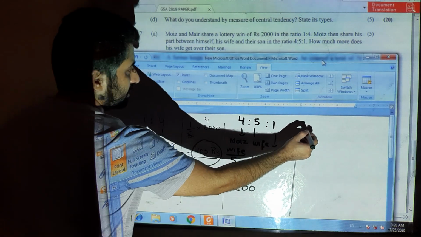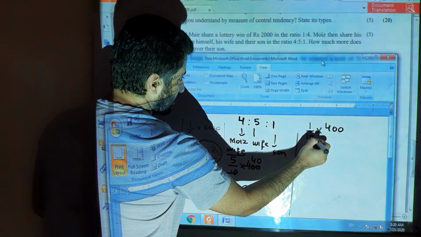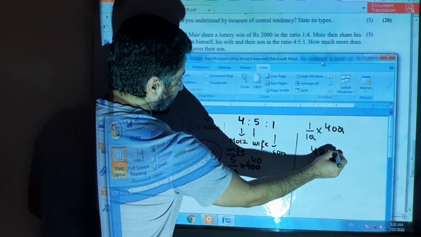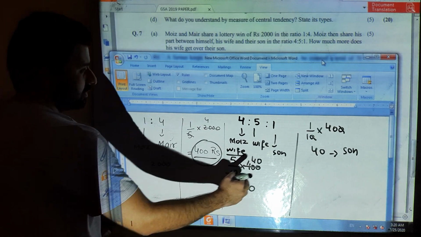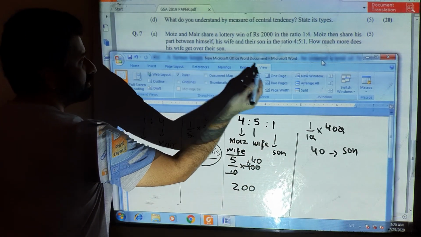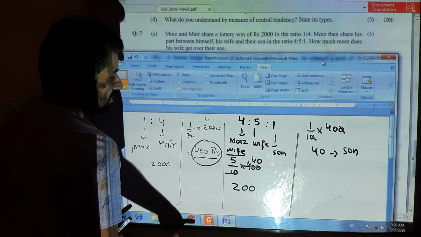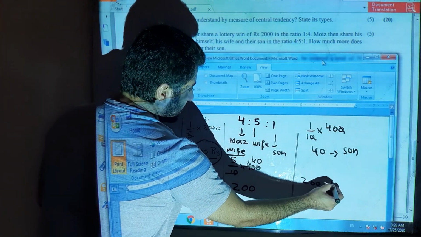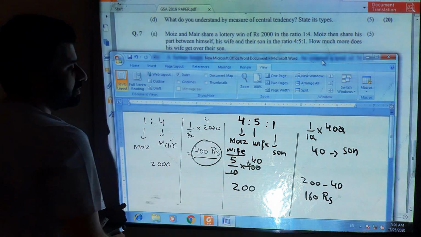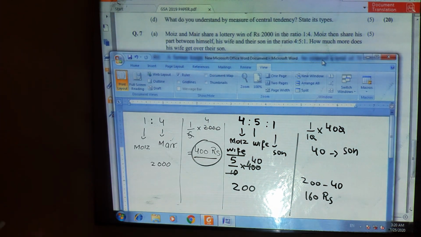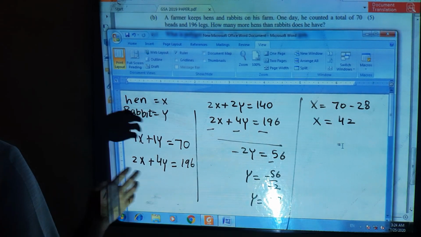Now what about their son? Their son has one part in 10 parts of the total amount, which is 400, so his son will get 40 rupees. So the wife got 200 rupees, the son got 40 rupees. How much more does his wife get? That is 200 minus 40, 160 rupees. So Muiz's wife gets 160 rupees more than their son. This is the solution to part A of question number 7.